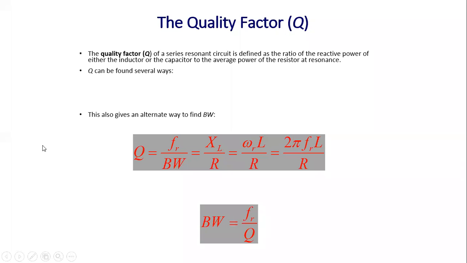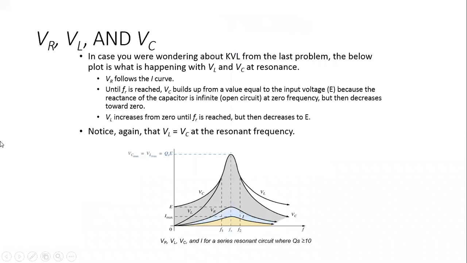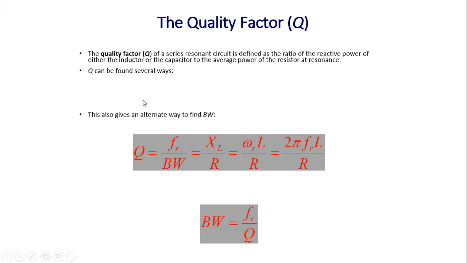So here the quality factor can be calculated easily. That is nothing but the ratio of the reactive power of either the inductor or the capacitor to the average power. So what is that quality factor? Quality factor is nothing but the reactive power of either the inductor or the capacitor to the average power at a particular resonance circuitry.